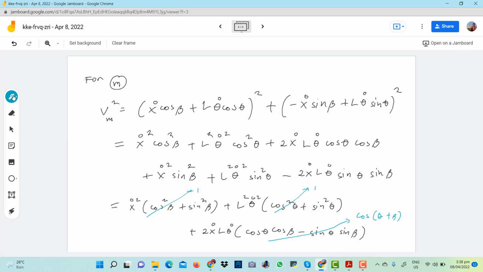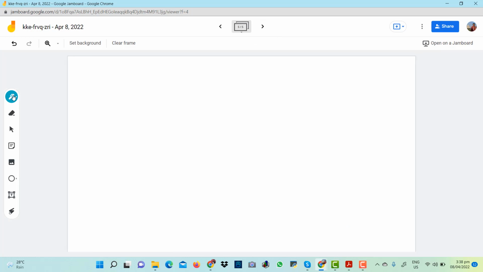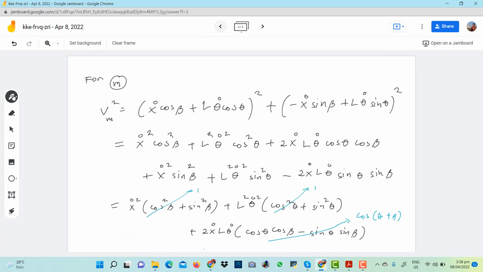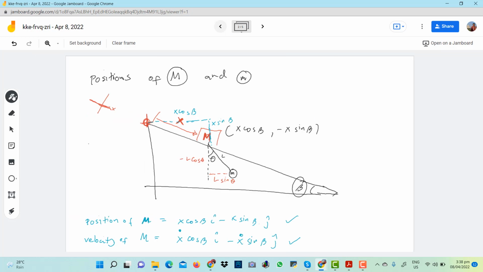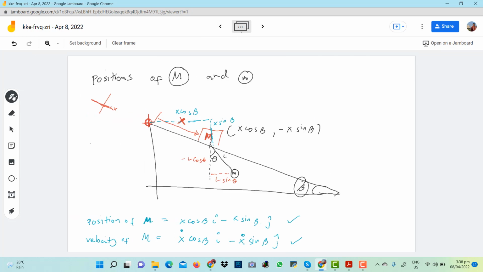So I have Vm squared, the velocity of the small m, which is complicated. Of course, because small m has two motions: it swings, and at the same time it translates downward. So its velocity is somewhat complicated.